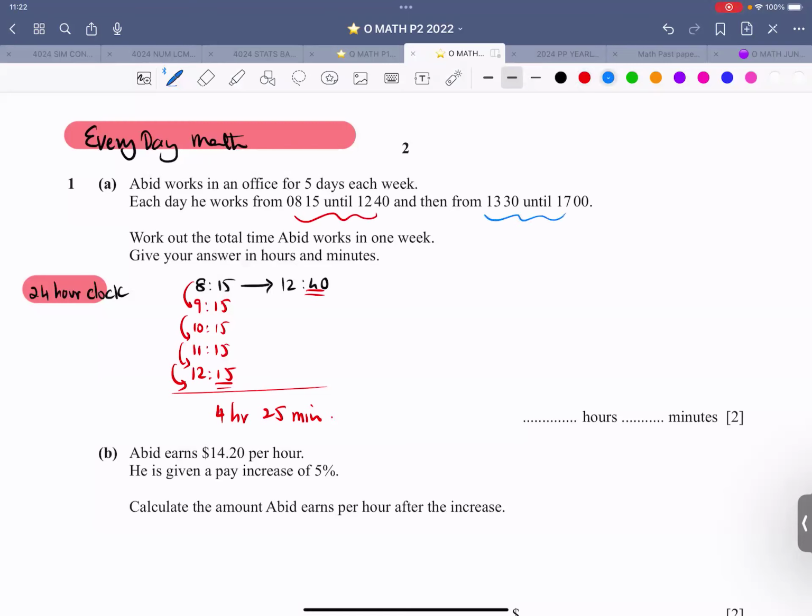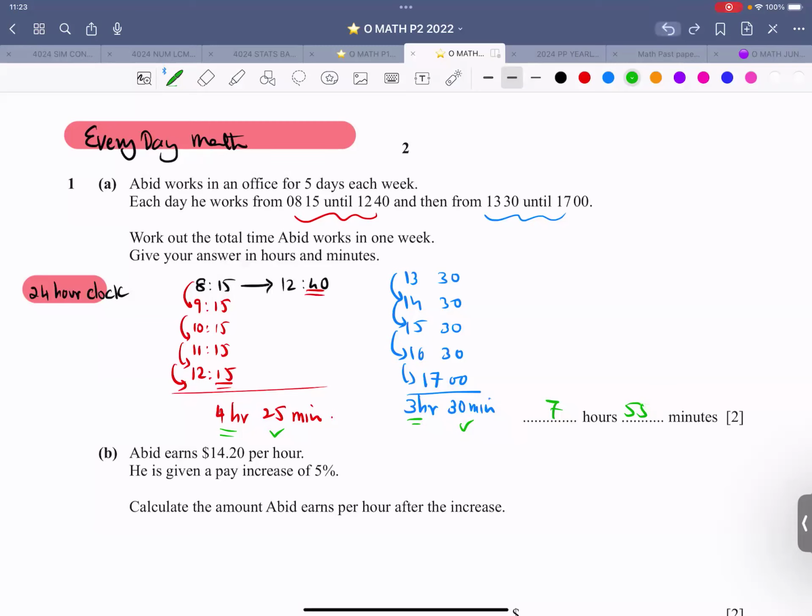Now in the second half, that is 13:30 until 17:00. So that is basically 13:30, 14:30, 15:30, 16:30, and then 17:00. So this is 1 hour, 2 hours, 3 hours, and half an hour, so 3 hours and 30 minutes. Now add the hours to the hours: 4 plus 3 is 7. 25 plus 30, that's below an hour, that is 55 minutes. That is the amount that the person works per day.